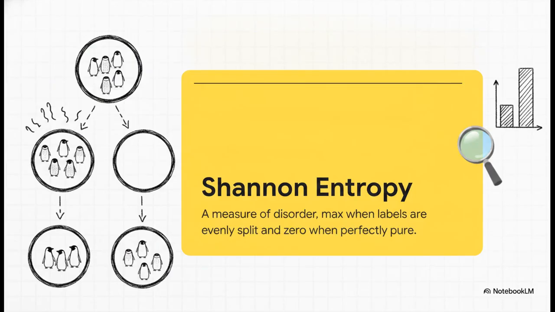But how exactly does the tree know which questions it should be asking? Well, to mathematically find the best split at each node, the algorithm calculates something called information gain, and that relies heavily on minimizing Shannon entropy. Think of Shannon entropy as a measure of disorder, kind of like a messy room. If a node is an exact 50-50 split of Adelie and chinstrap penguins, that room is completely messy and entropy is maxed out. But if the node contains only one species, the room is perfectly clean, perfectly pure, and entropy is 0. The whole goal for the algorithm is to find the split that reduces that messy disorder the most.